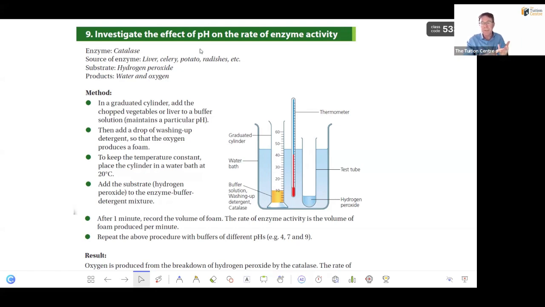That's your water bath coming in. And the only thing that you're changing is the pH. So actually, you're going to have 4 setups like in your picture here. One with a buffer, and the volume of the buffer must be the same in each case as well, right? pH 4, pH 7, pH 9, pH 12, usually.